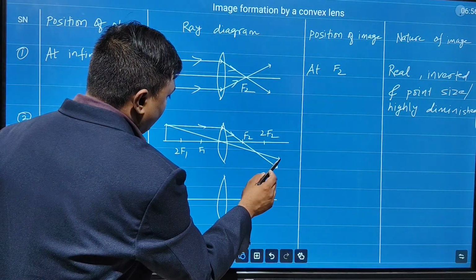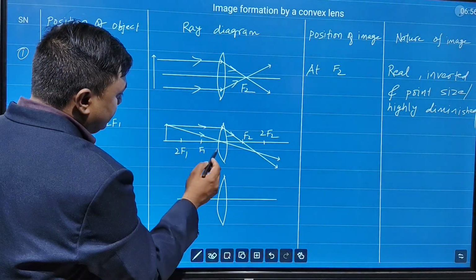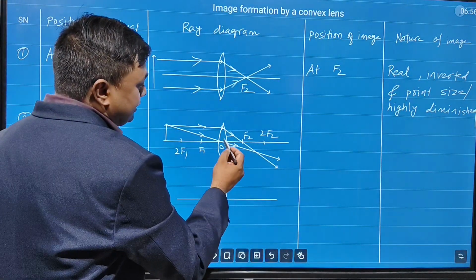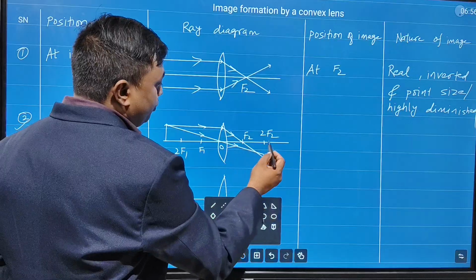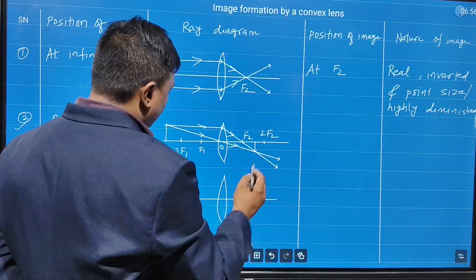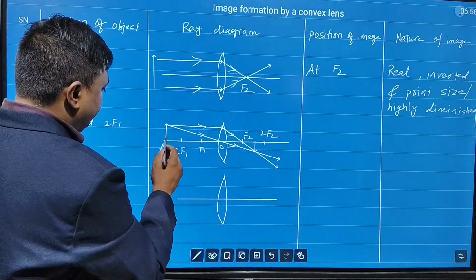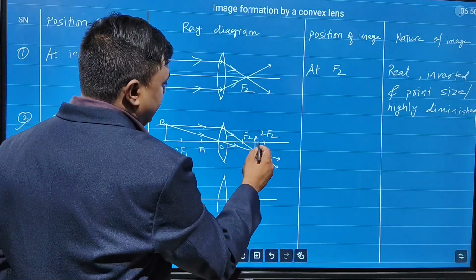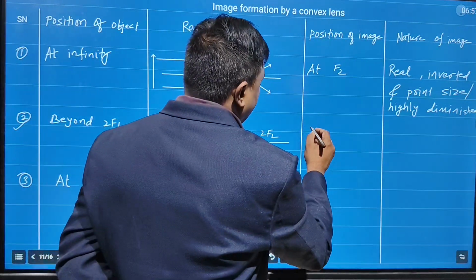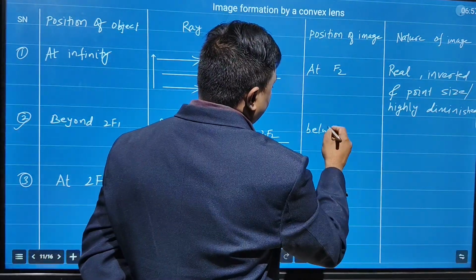Okay, so when the ray of light is passing through the optical center, it will go undeviated. Where these two light rays are meeting, it is meeting between f2 and 2f2. So here the image is formed. For the object AB, the image is A dash B dash. So where is the position of the image? Between f2 and 2f2.